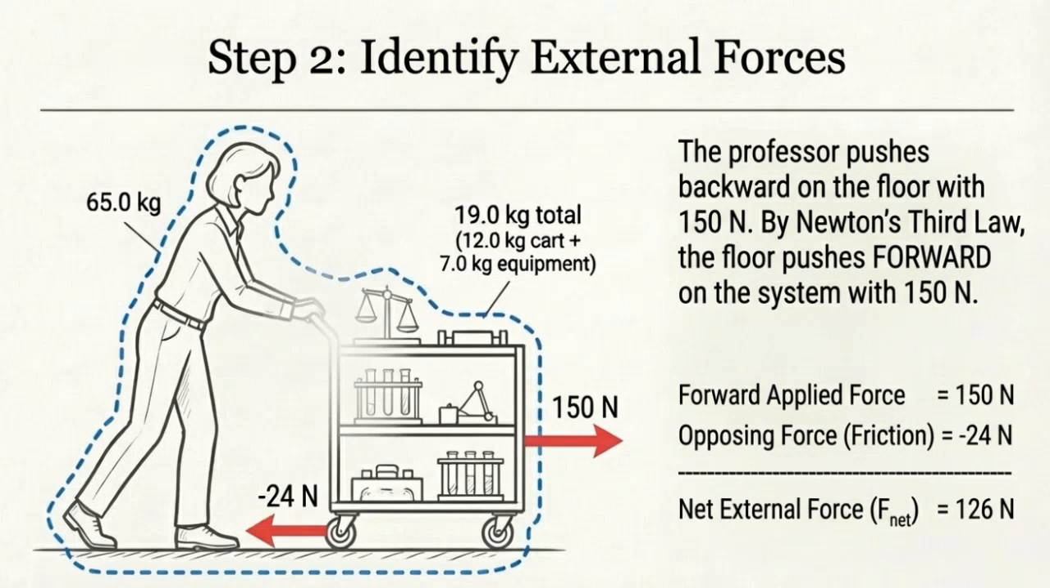Now, let's focus on identifying the external forces acting on the system. Here, the professor pushes backward on the floor with a force of 150 newtons. According to Newton's third law, this causes the floor to push forward on the cart and equipment with an equal force of 150 newtons. At the same time, there is an opposing frictional force of 24 newtons working against this motion. When we combine these forces, the net external force applied to the system is 126 newtons in the forward direction. This step helps us understand the balance of forces that determines how the cart moves.